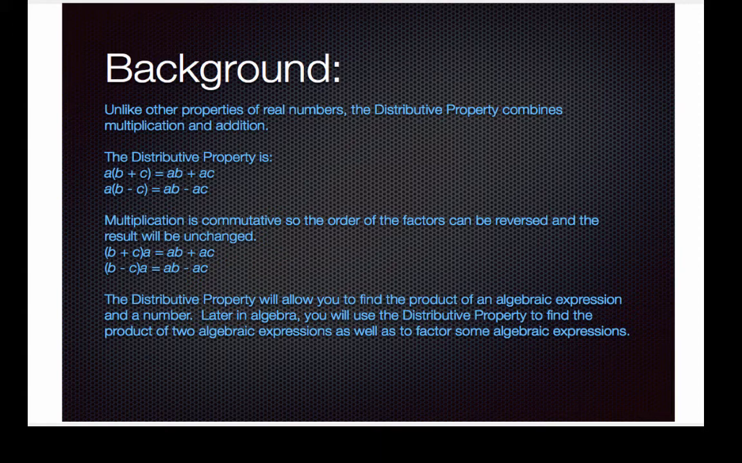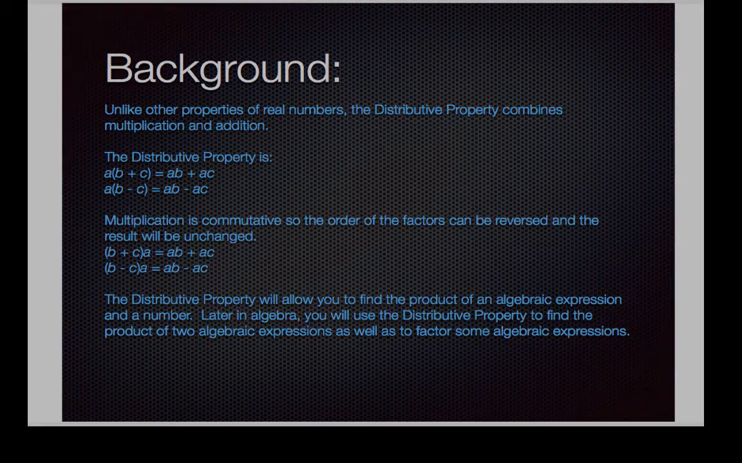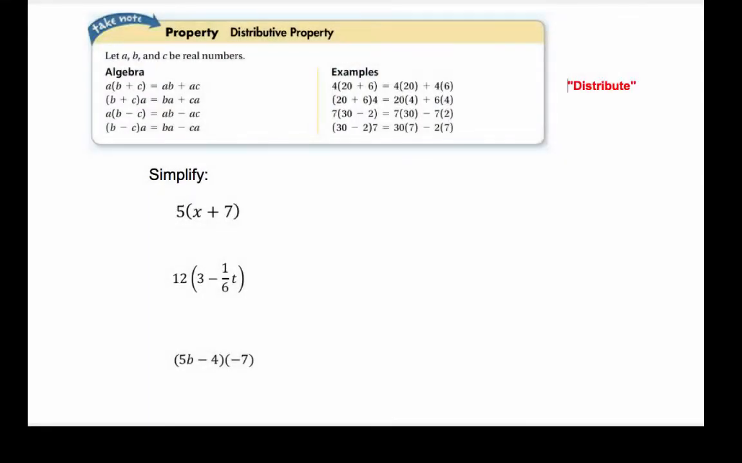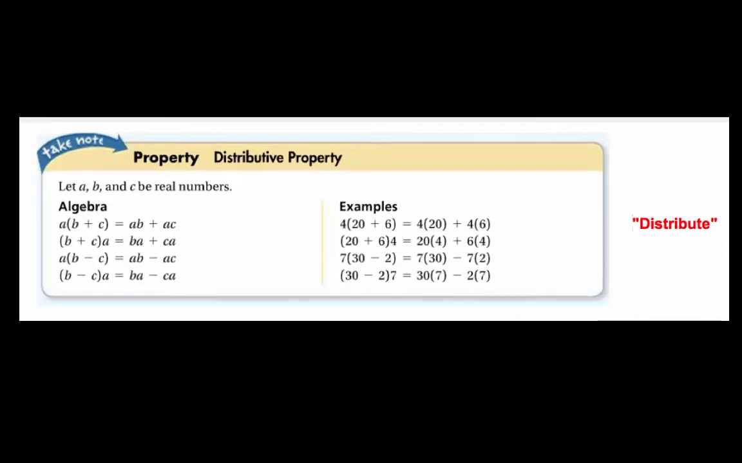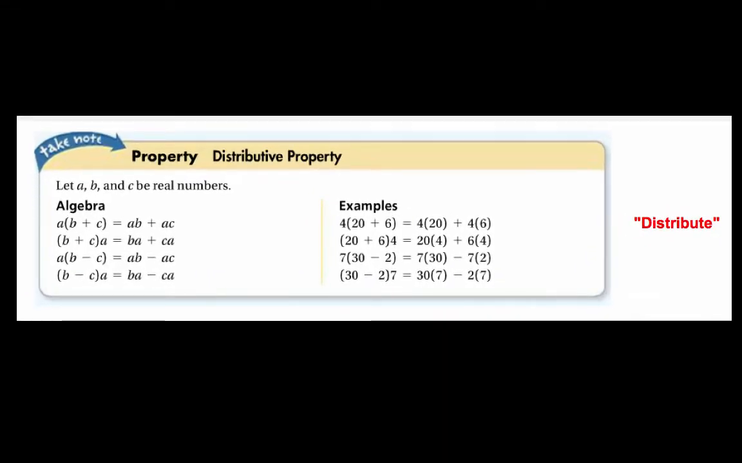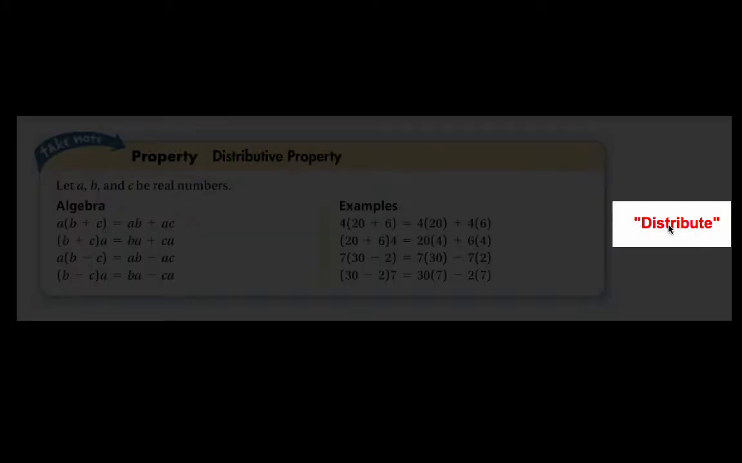The distributive property will allow you to find the product of an algebraic expression and a number. Later in algebra, you will use the distributive property to find the product of two algebraic expressions as well as to factor some algebraic expressions. Okay, so what is the distributive property? Whenever you use the distributive property, you should think distribute. What does distribute mean? Distribute means to pass out or hand out.